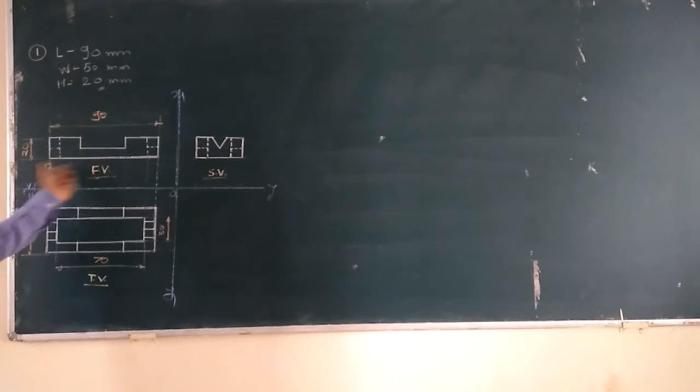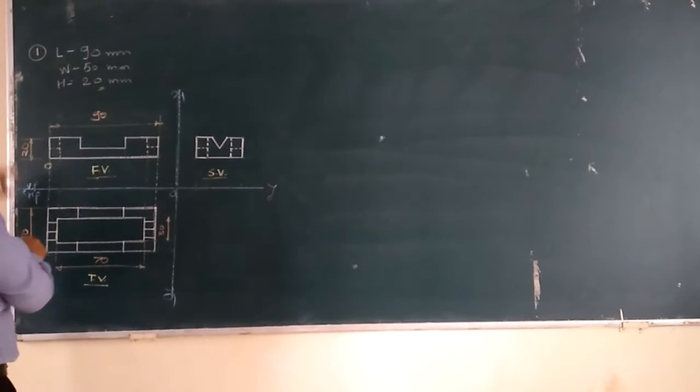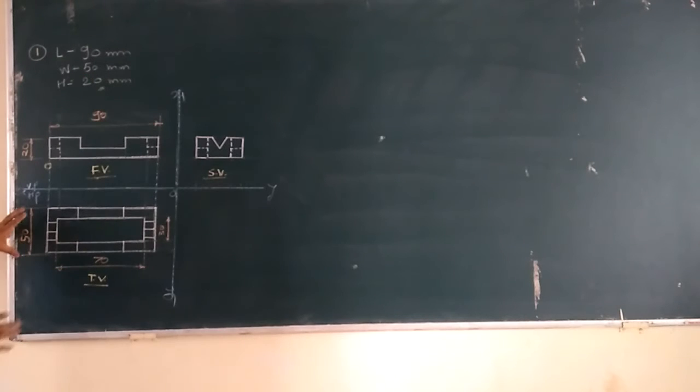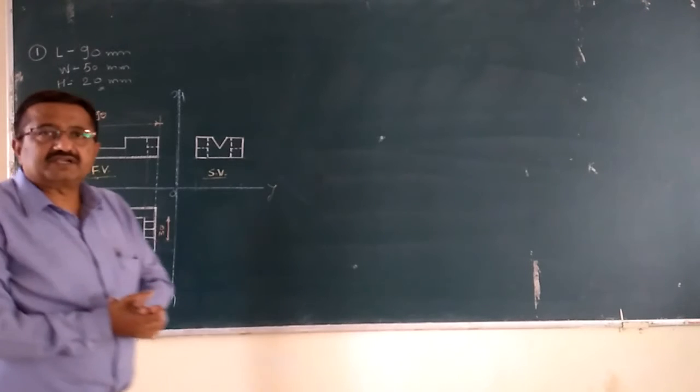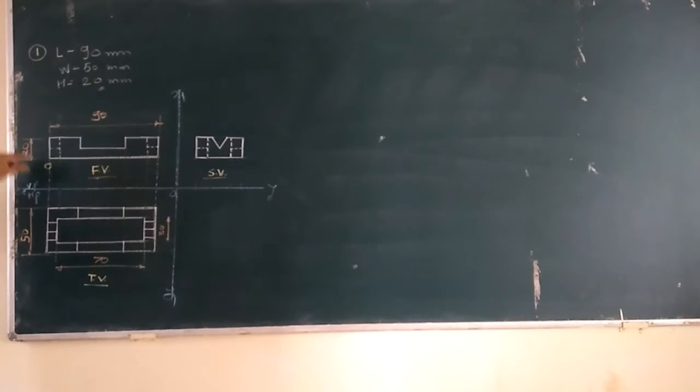In the front view, length and height are there. The overall maximum length is given as 90. I have written 90. Height is 20. What about the width? The overall maximum width is 50. That also I have mentioned. So with these parameters, L, W and H, we have to construct the three-dimensional empty box.